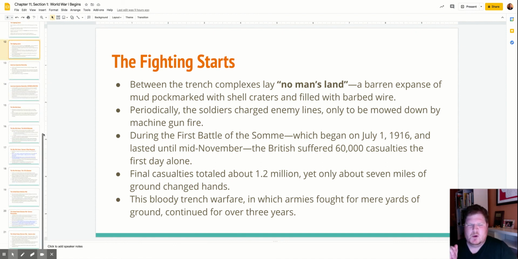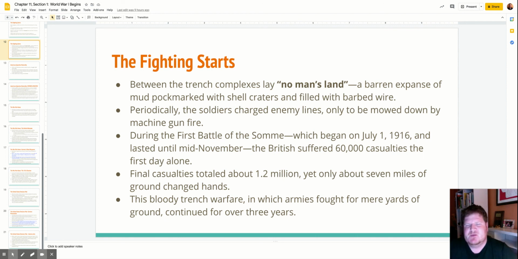War is not fun. But between the trench complexes lay no man's land, a barren expanse of mud, pockmarked with shell craters and filled with barbed wire. Basically, you have a trench here and a trench there, so two sides, and then you had this middle ground. In the middle ground, they would have mines, they would have barbed wire, and if you tried to get up there and go after the enemy, you were going to get mowed down with a machine gun.